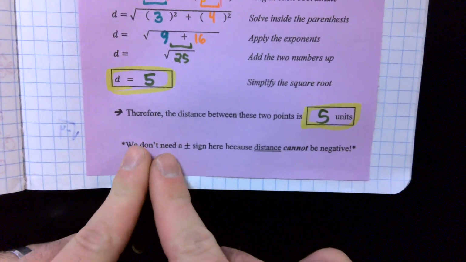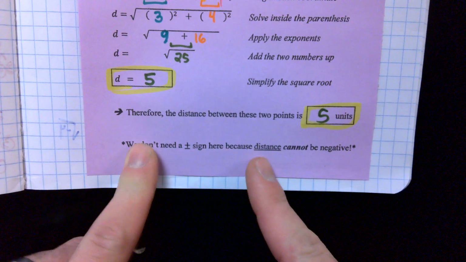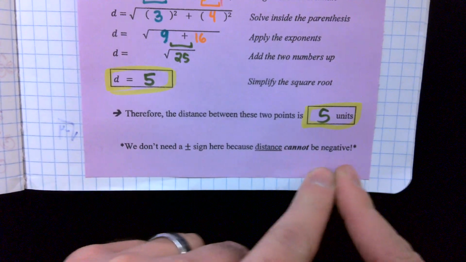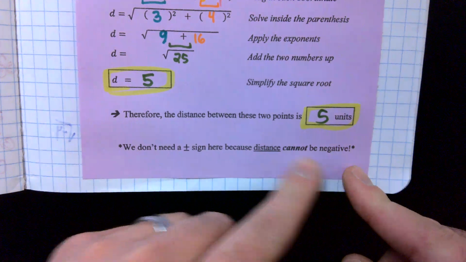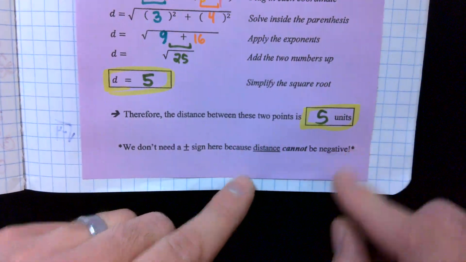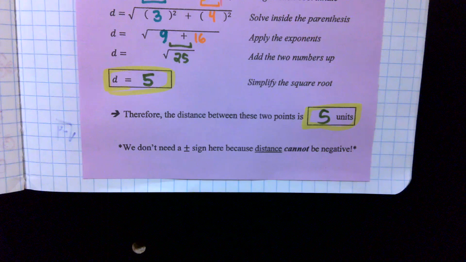If you read down here on the bottom, we don't need a plus or minus sign because distance can't be negative. Distance cannot be negative, right? Let's say here's the map of your little neighborhood, and I'm standing right here in the middle of the neighborhood. If I go 1 mile in this direction, or if I go 1 mile in this direction, are either of those distances me going negative 1 miles? No, that wouldn't make sense because distance has a length and a direction.